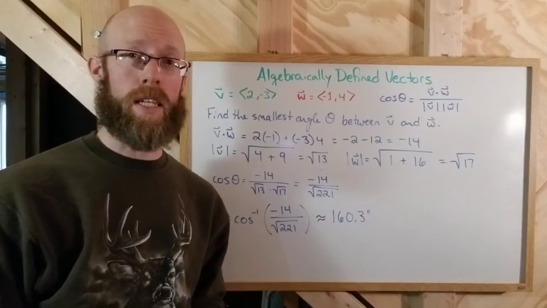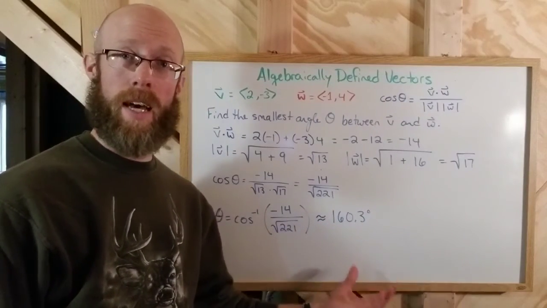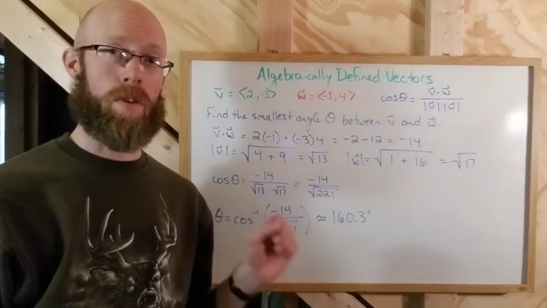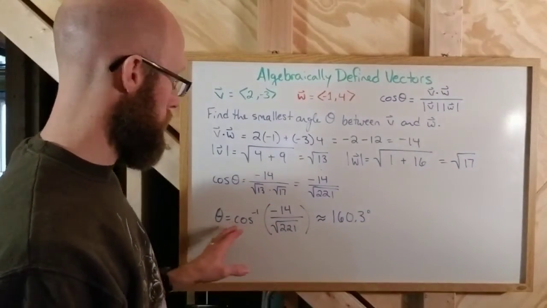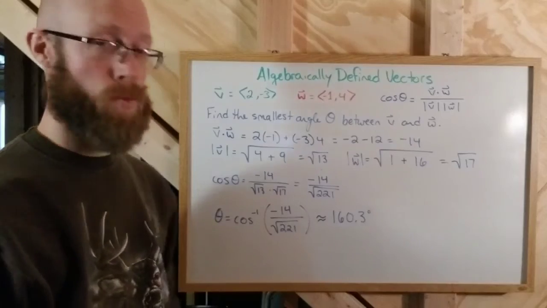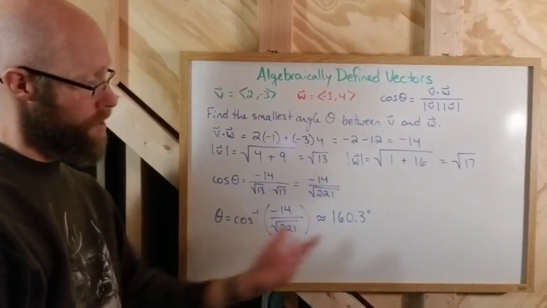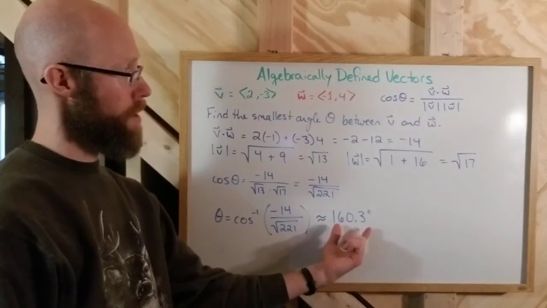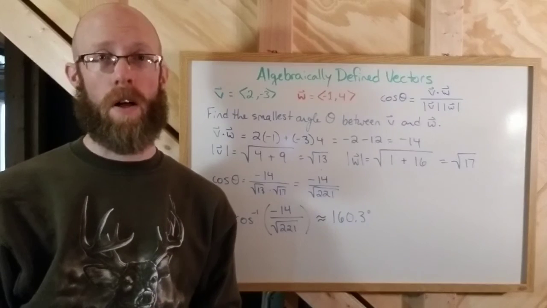I don't actually need to worry about trying to convert this or anything like that. The nice thing about the inverse cosine is it will do that for you in this type of problem. So that's a direct output. We don't have to worry about any weird conversions or anything like that. So that tells us there's a 160 degree angle roughly between these two vectors. And that's the smallest angle between them.